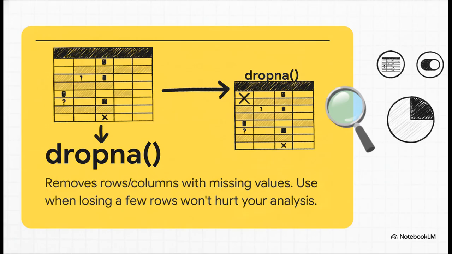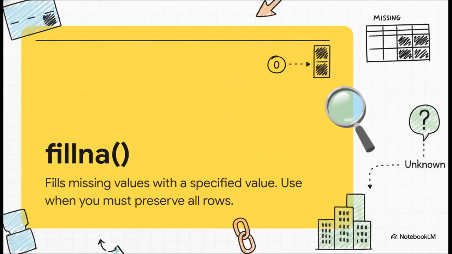And you get some control too. You can tell it to drop a row if any value is missing or only if all of the values are missing. Fillna, on the other hand, is what you'll want to use when every single row of data is precious and you can't afford to lose any. Its real strength is how flexible it is. You could replace a missing test score with a 0, for example, or a missing city with a placeholder like unknown. The point is, you get to keep the whole record, and you're just filling in the blanks.